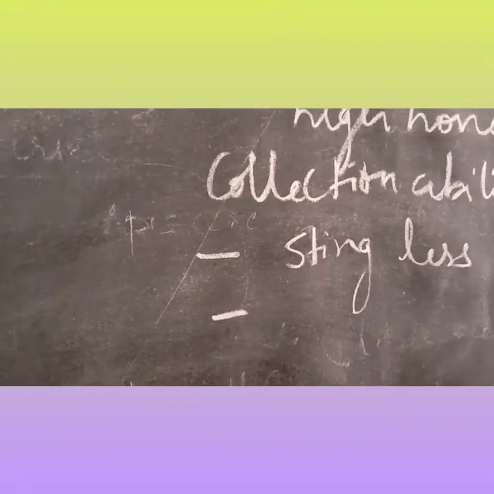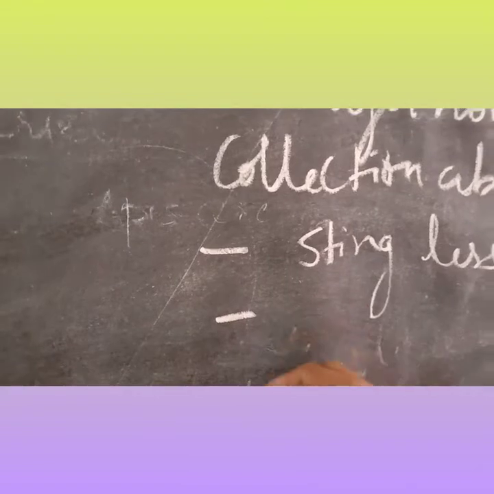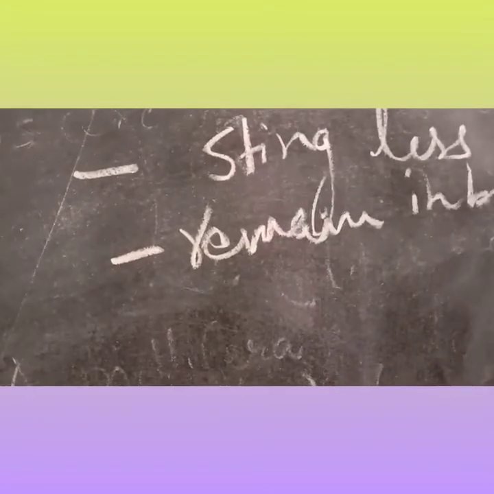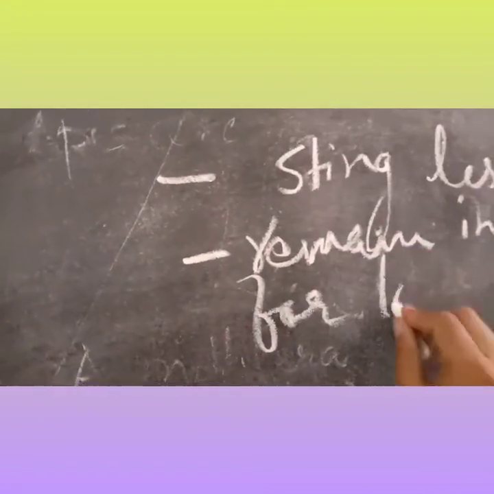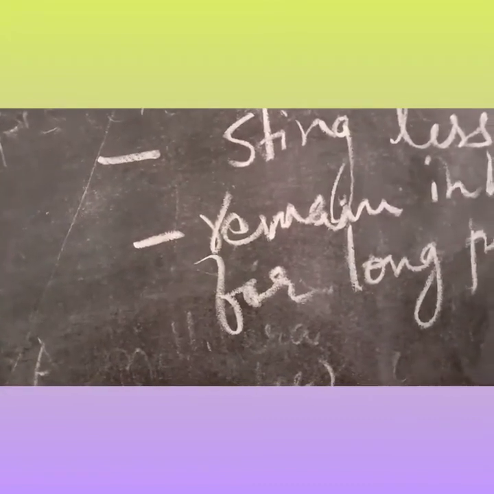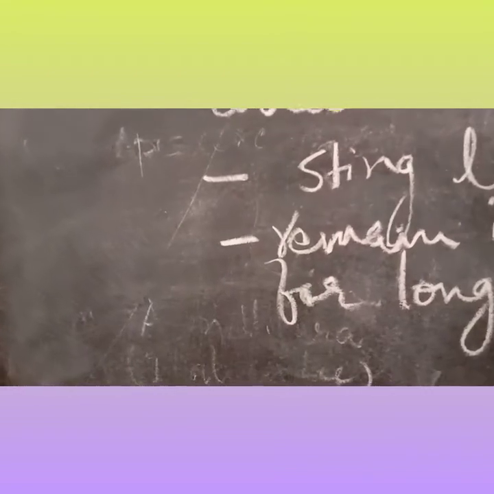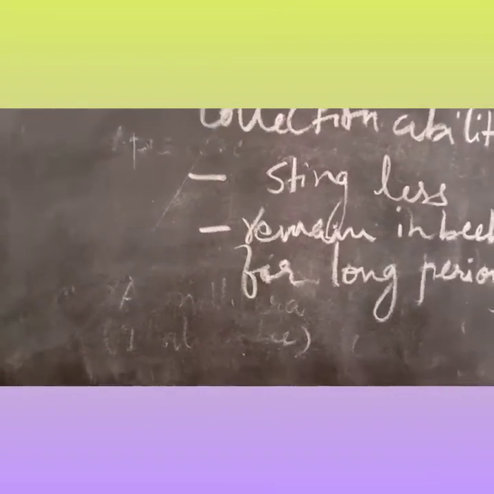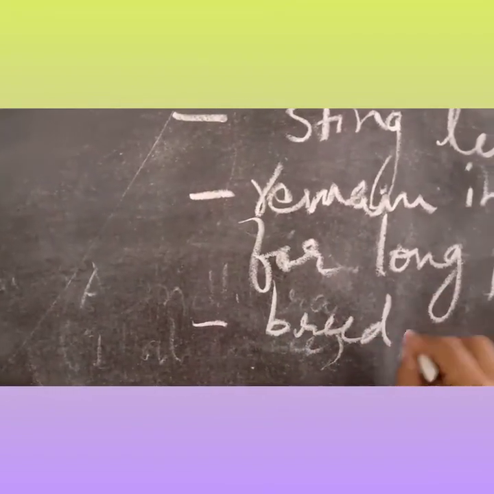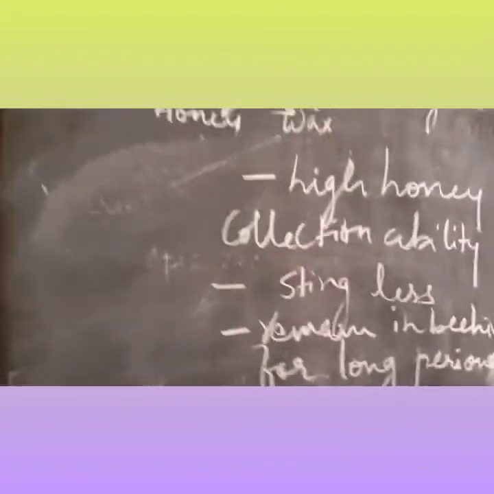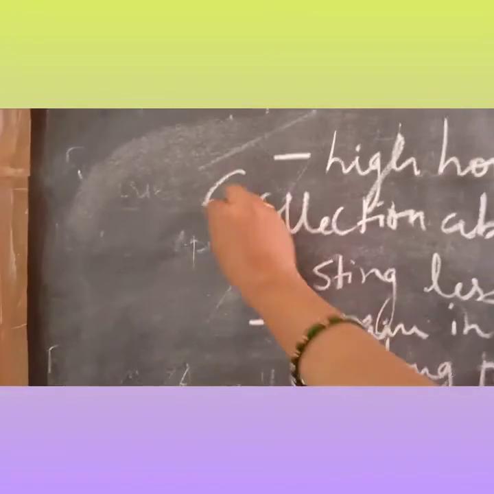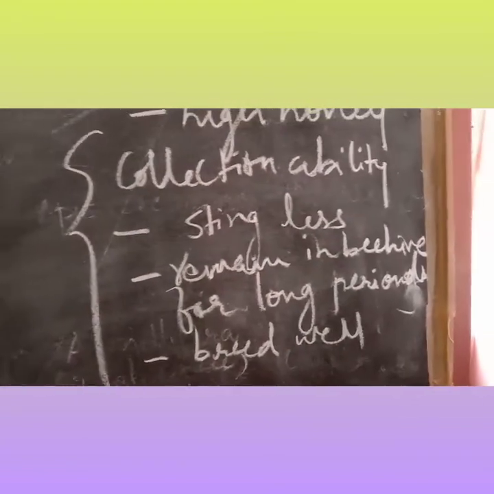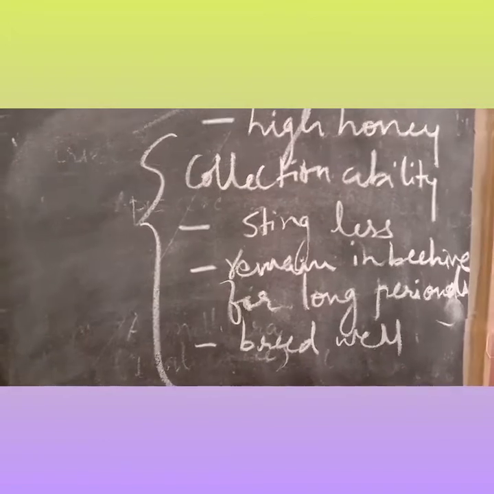At the same time, they should remain in the beehive for long periods. And also they can breed very well. So these are certain criteria which are taken into consideration while selecting a particular variety of bee for beekeeping.